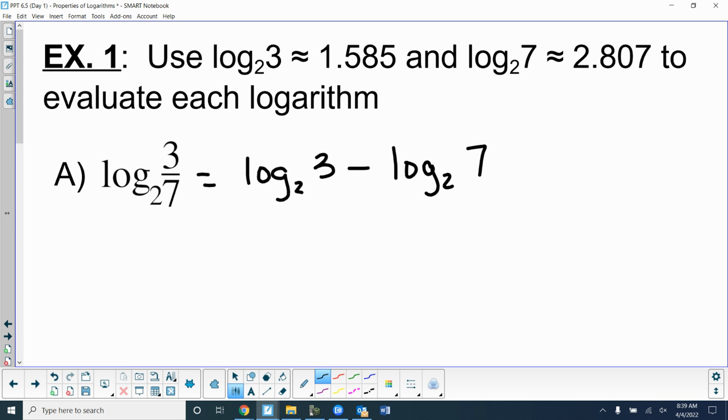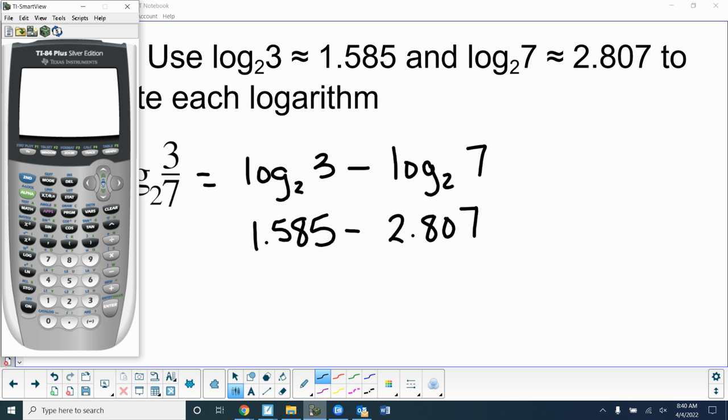Yeah. So according to my directions, it tells me what the log base 2 of 3 is, and it tells me what the log base 2 of 7 is. So I can substitute 1.585 for this one, and I can substitute 2.807 for that one. Then you just get your calculator out and subtract those. Okay? So you've got 1.585 minus 2.807. We get negative 1.222.